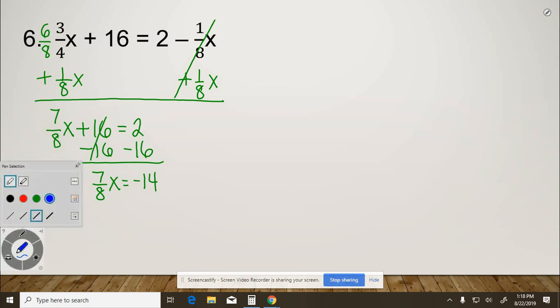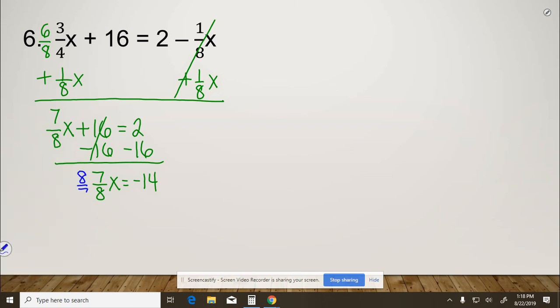Then multiply by the reciprocal to get rid of the fraction. And remember, when we're multiplying by the reciprocal, it's like dividing by the denominator and multiplying by the numerator. Negative 14 divided by 7 is negative 2. Negative 2 times 8 is negative 16. There's our final answer. Piece of cake.